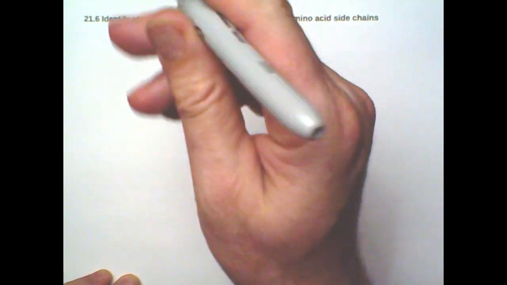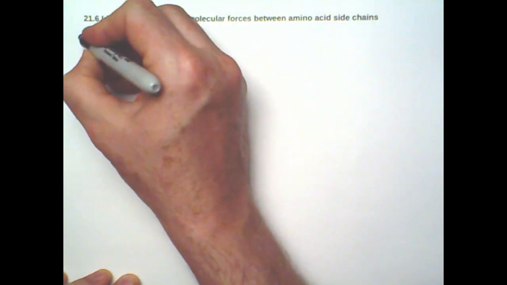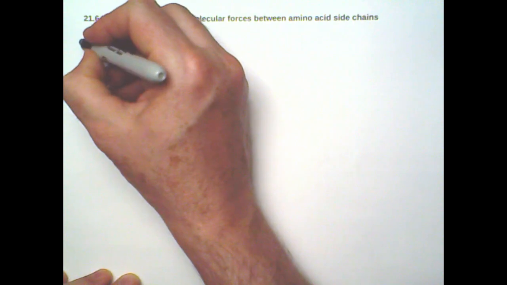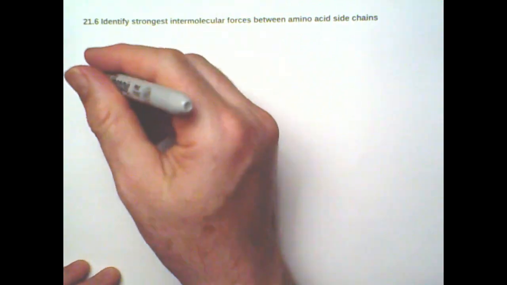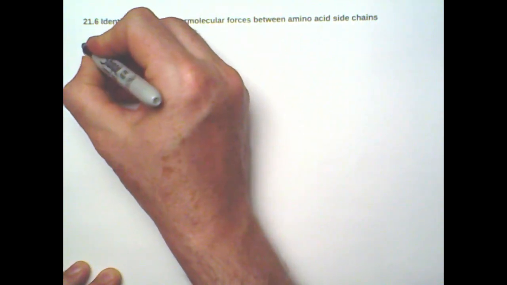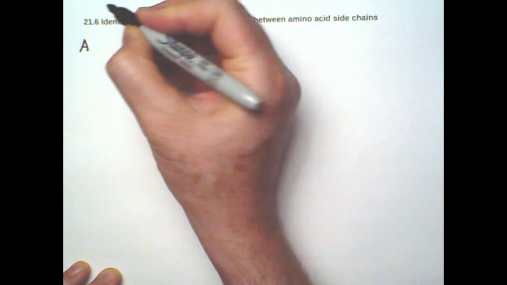Follow along with this video, and you need your reference sheet with the 20 common amino acids and their structures and side chains. I'm just going to go through them and identify the strongest intermolecular force that each can have in interacting with other molecules. I'm going to use the one-letter codes.